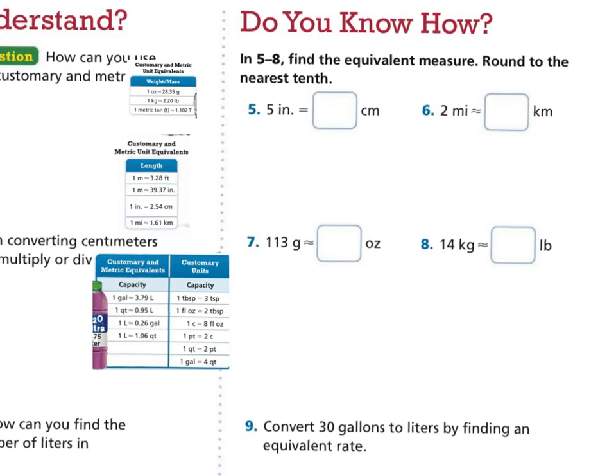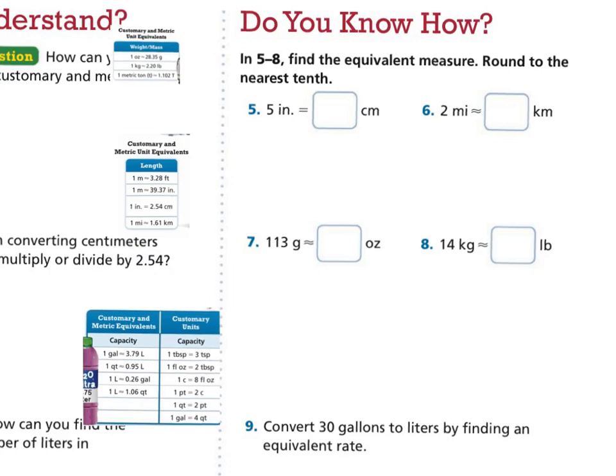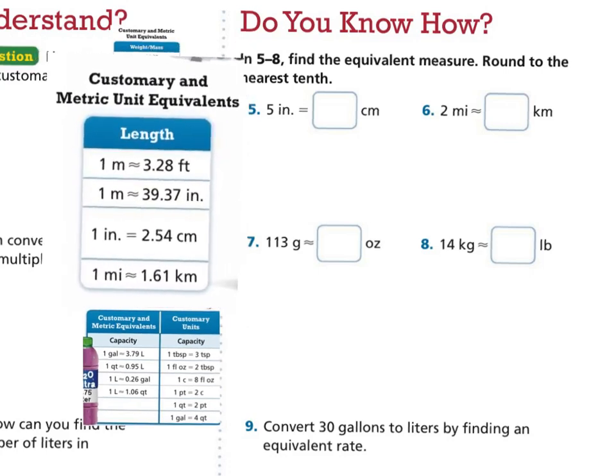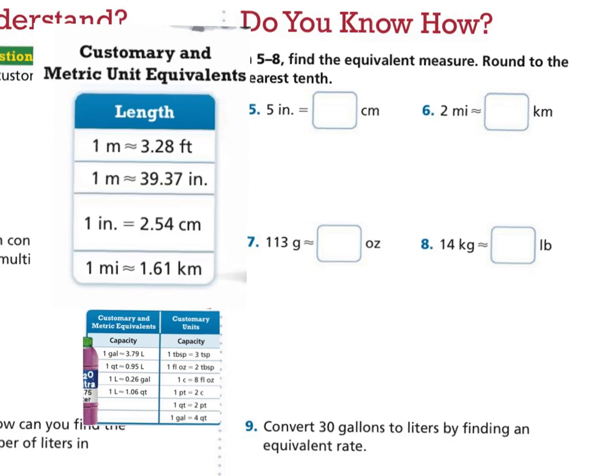So they're wanting us to find the equivalent measures, round to the nearest tenth. So number 5, they're wanting us to go from inches to centimeters. So inches to centimeters, that's going to be a length. So let's look at this length conversion. And you can see there is a conversion here with inches and centimeters right here. 1 inch is about 2.54 centimeters. So I'm just going to start with that.